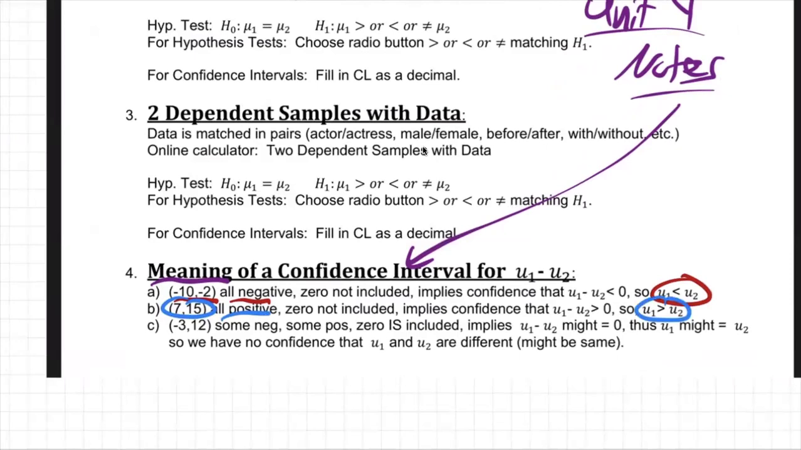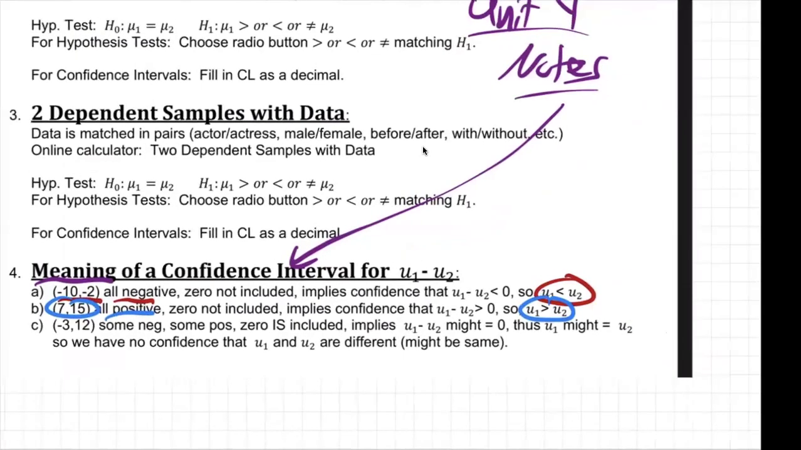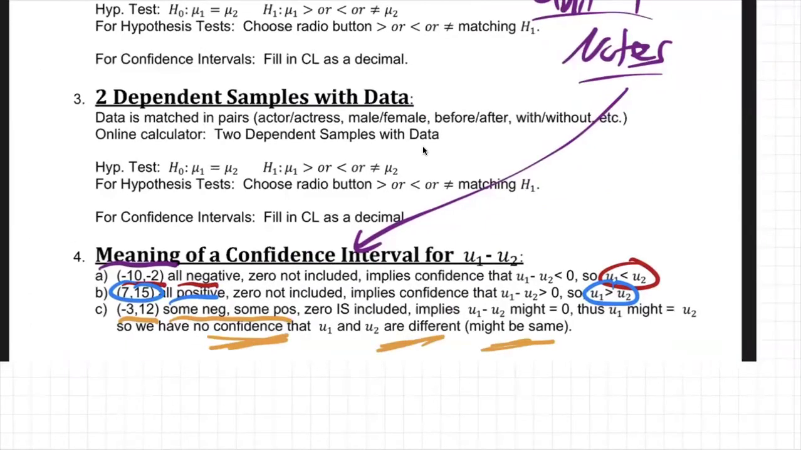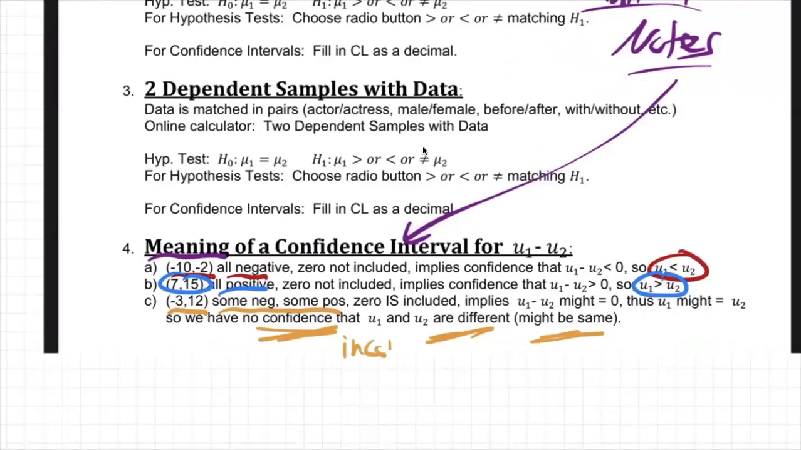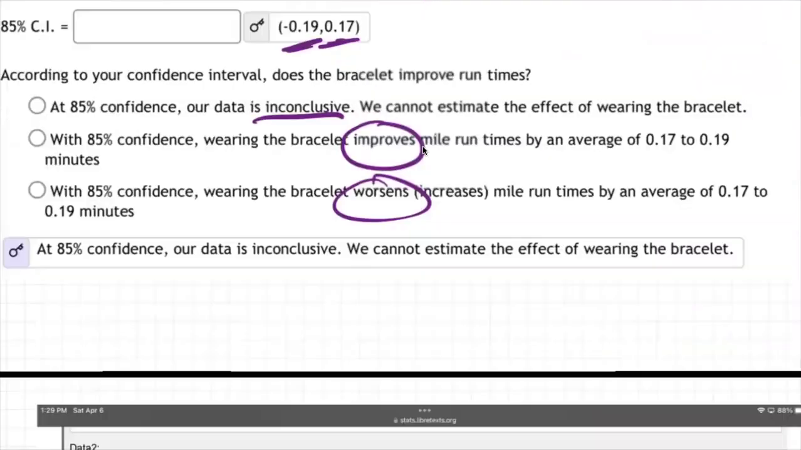And lastly, if you get one negative, one positive, some negative, some positive, it means there's no confidence, could be different, could be the same. It's basically inconclusive. So that tells the story. And which one's ours? Well, we're right here on part C. We have a negative and a positive, it's inconclusive. Let's come up here and we go, oh, okay.